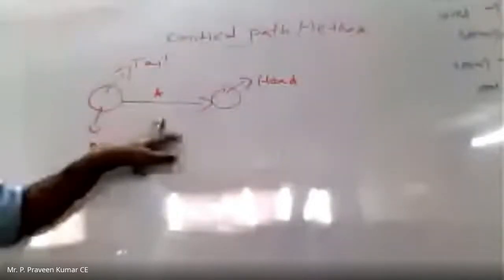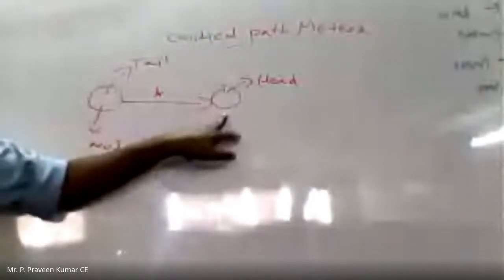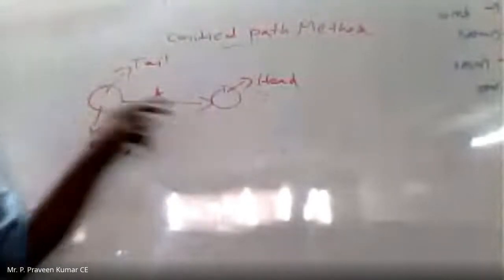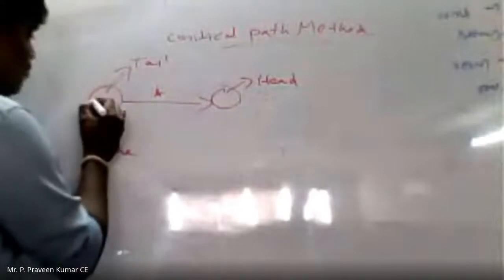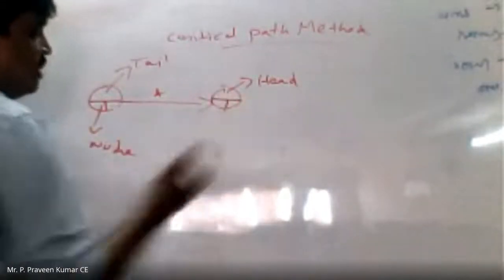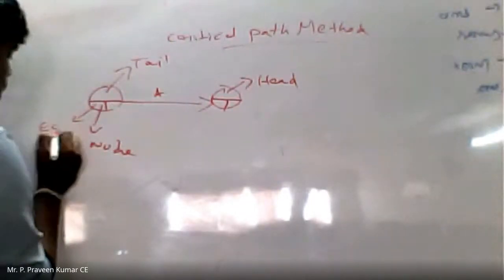So whenever we need to start any activity, the activity will be started with the tail node, and the activity will be ended with the head node. So this point you need to keep in mind. Okay. After that, it is divided into two different timings. That is EST, earliest starting time.